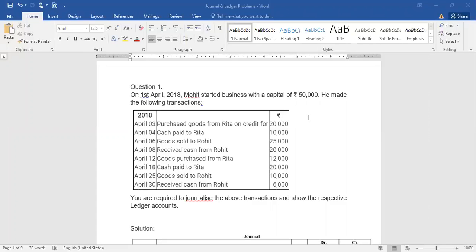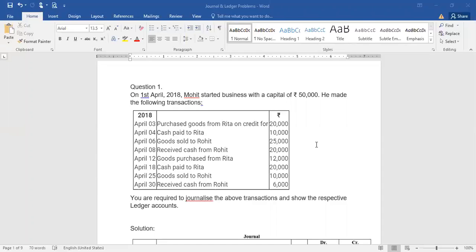On April 3rd, he purchased goods from Rita on credit for 20,000. On April 4th, cash paid to Rita rupees 10,000. On April 6th, goods sold to Rohit 25,000. On April 8th, received cash from Rohit rupees 20,000. On April 12th, goods purchased from Rita rupees 12,000.